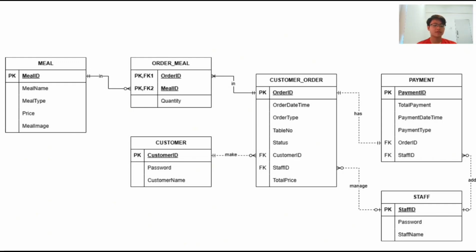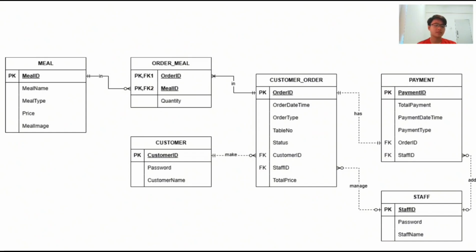A meal can have many customer orders, and a customer order can have many meals. So a bridge entity is created named order meal. Order meal can have one meal, and the meal can have 0 or many order meal. Customer order can have many order meal, and an order meal can only relate to one customer order. A customer can make 0 or many customer orders, while an order is made by only one customer.